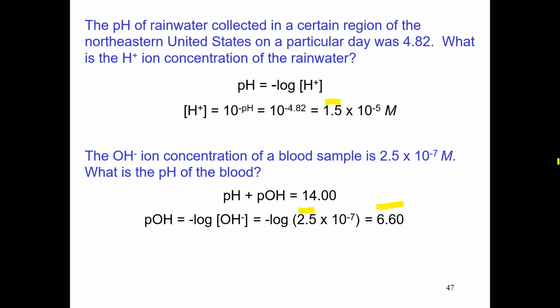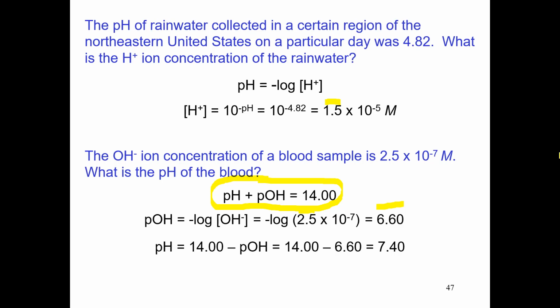All right, here we go. So pH, based on this expression we have up here, right? So pH would be 14 minus the pOH. In other words, 14 minus 6.60, which is 7.40.